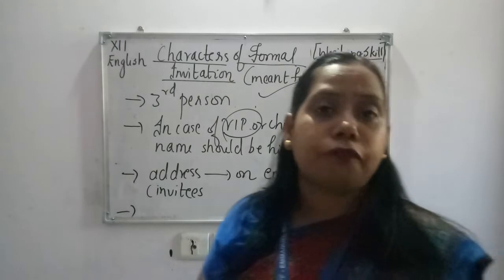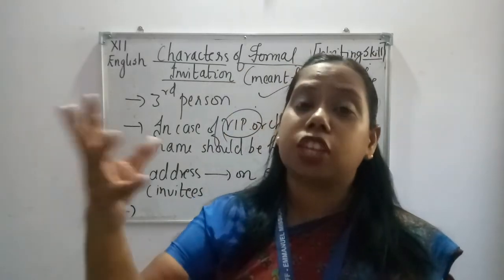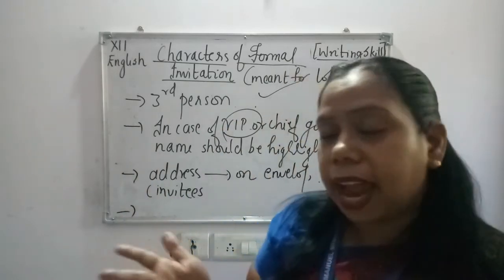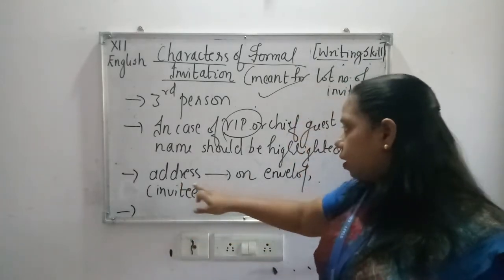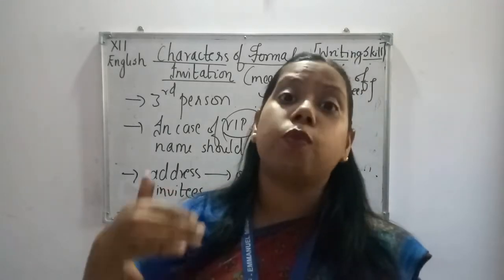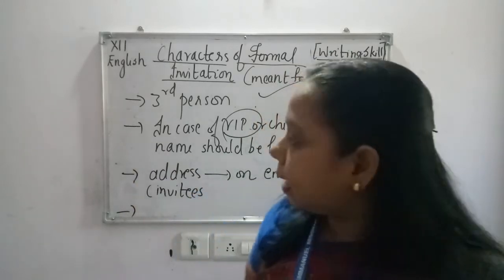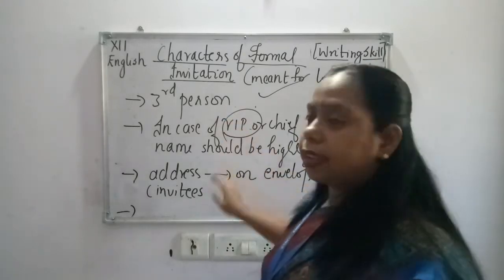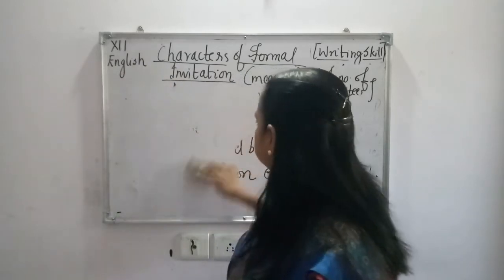Similarly, if it is an inauguration of a factory or shop or some big place or a big event, and the chief guest is coming, the name should be highlighted. Okay, so these things need to be taken care of in the case of the card. And address: usually in the old writing skill, we never write the name of the invitees on the card, but on the envelope it is definitely written, along with the address. So I think the first, second and third points are very clear. Now the fourth and fifth.